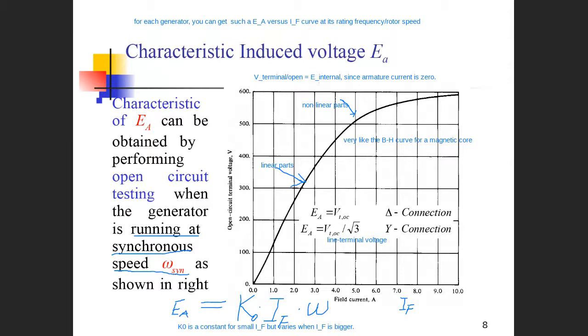Which tells us the same field current produces the same internal voltage at a constant speed.